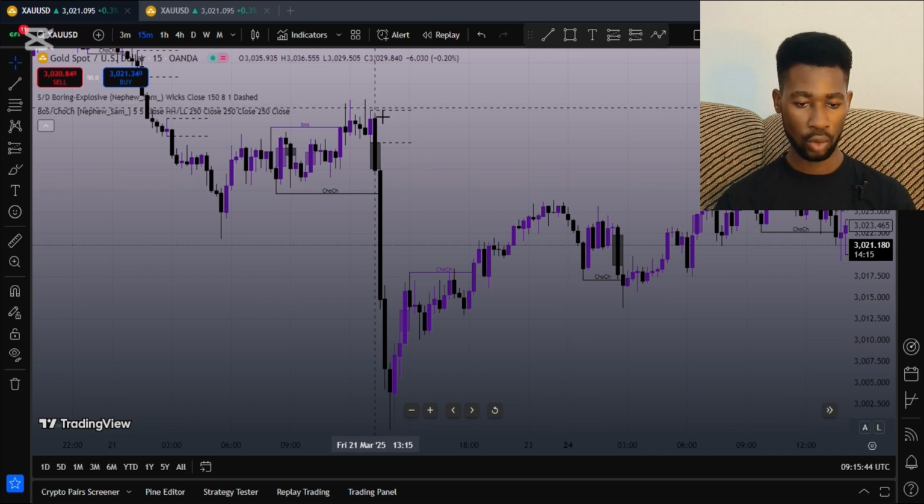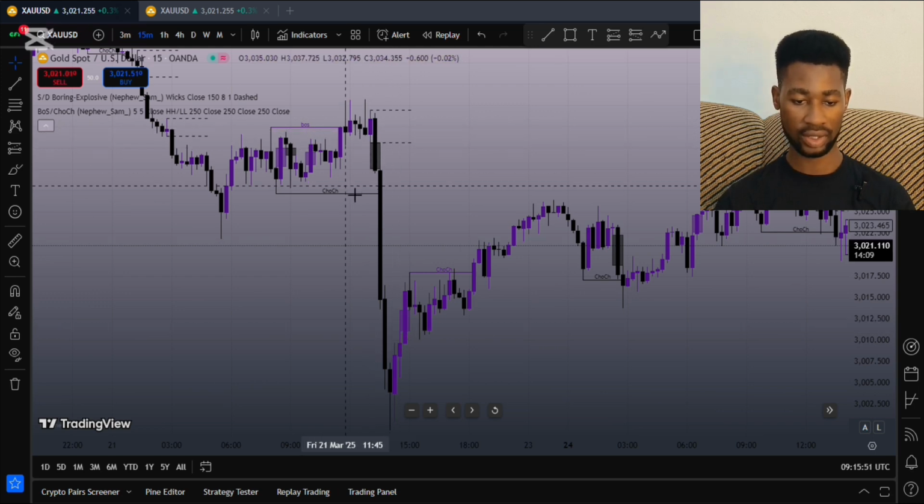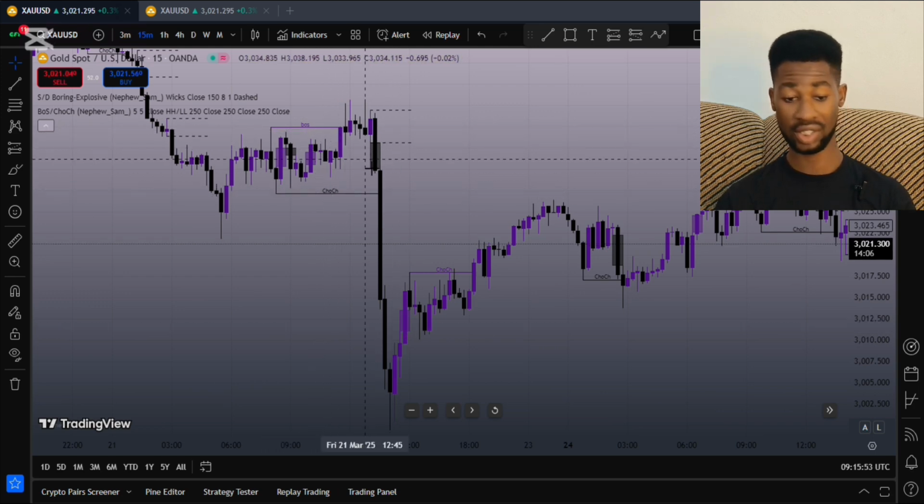What do you want to do? You want to mark out your first buy candle before the massive sell down, and as you can see, it broke structure. Okay, this was a change of character.